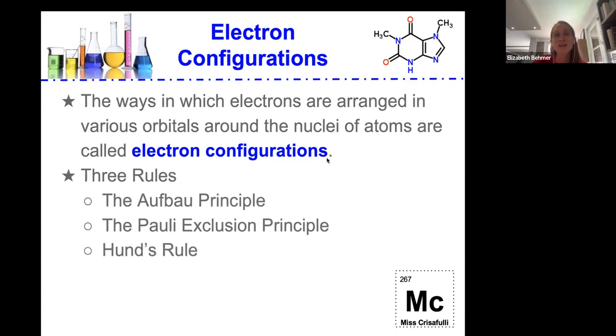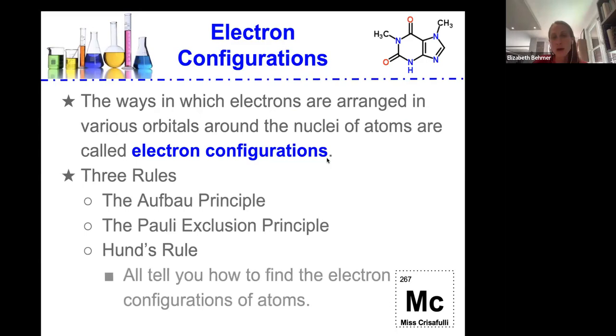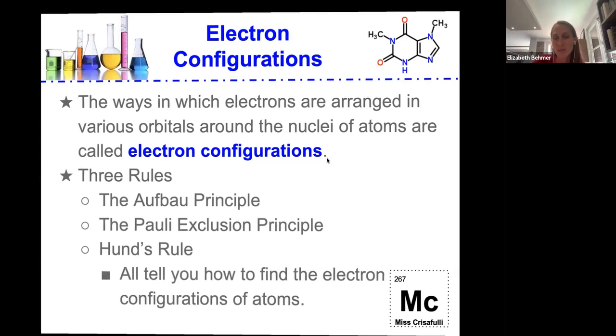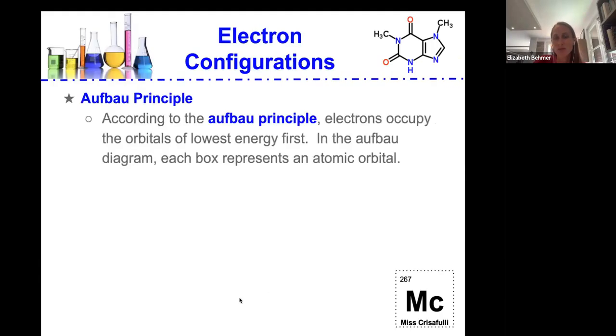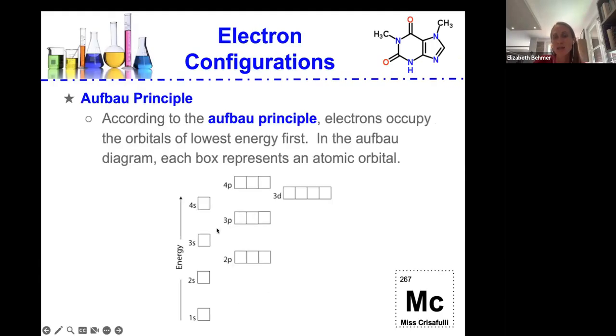So the Aufbau principle says that electrons occupy the orbitals of the lowest energy first. In the Aufbau diagram, each box represents an atomic orbital, with the lowest energy level being way at the bottom and increased levels of energy moving to the top. So this is saying that electrons will always occupy the 1s orbital first, and then will work their way up, filling the next energy level orbitals as the atomic number increases.